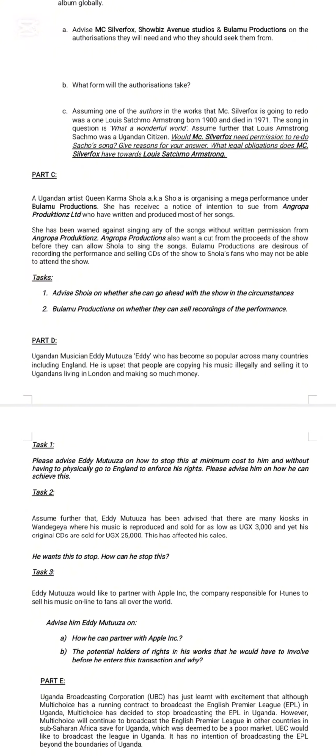Assume one of the authors in the work Sylvester is going to redo was Ewan Skmoto, born in 1900 and died in 1971. The song in question is What a Wonderful World. Assume further that Louis Armstrong was a Ugandan citizen, would need permission to redo the song. Give reasons for your answer.